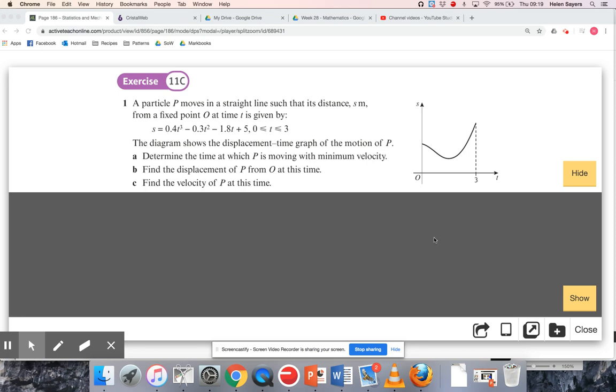Okay, we're looking at exercise 11C from the first year mechanics textbook. So we're looking at maximum and minimum problems involving variable acceleration. We've got an expression for displacement in terms of time, and a graph of that, and we can see it's a cubic function. And we want the time at which P is moving with minimum velocity.